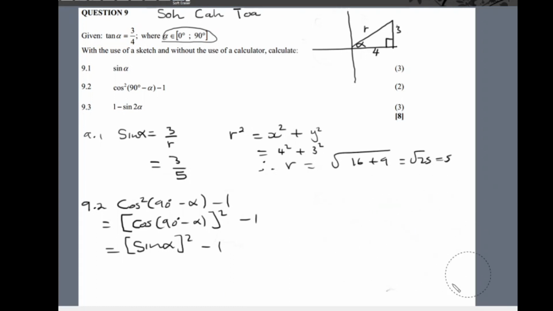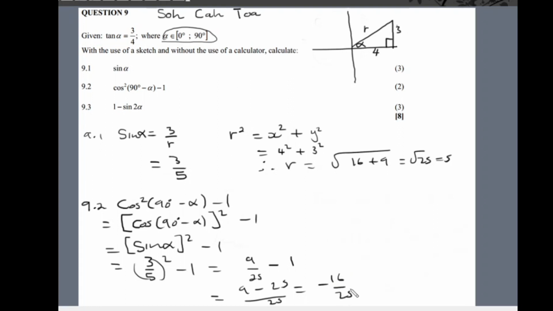It's reduction formulas from grade 11, right? So now we have calculated sine alpha already, and then we found that sine alpha is 3 over 5, and then we can calculate this by saying 3 over 5 squared is 9 over 25 minus 1, right? So this will be 9 minus 25 over 25, which will be minus 16 over 25.